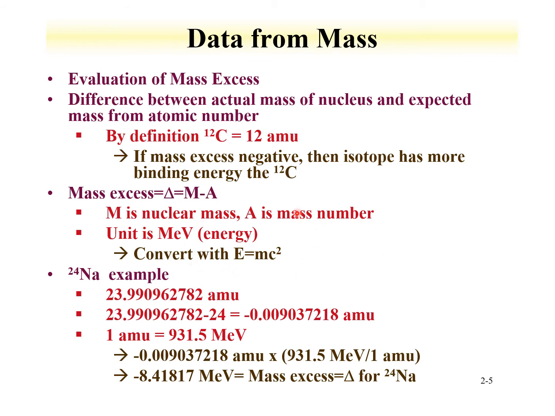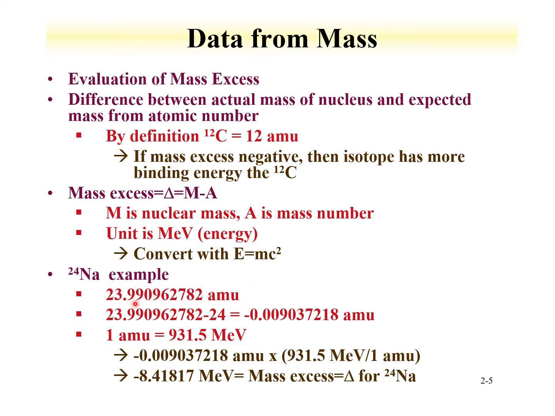We get a relationship between energy and mass, and it's the Einstein equation. As an example of what we mean by mass excess, if we look at sodium-24, the atomic mass in AMU is listed here. It's just a little bit under 24, right? So 23.9909, etc., minus 24 is equal to this very small negative number.